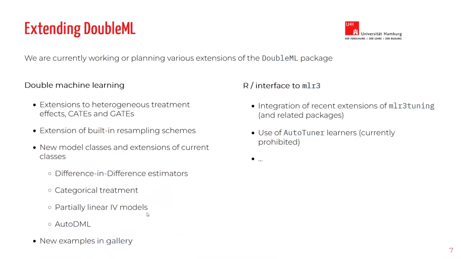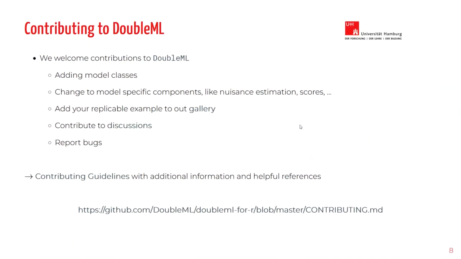Extensions to the built-in resampling schemes, because there have been some papers on how to refine the resampling. We are also working on extensions of model classes, for example, difference in differences, categorical treatment, partial linear IV models, and also AutoDML, which is automatically debiased machine learning. And we are continuously adding examples to the gallery, like the demand estimation or A/B testing notebook. Moreover, we are opening the interface to MLR3.